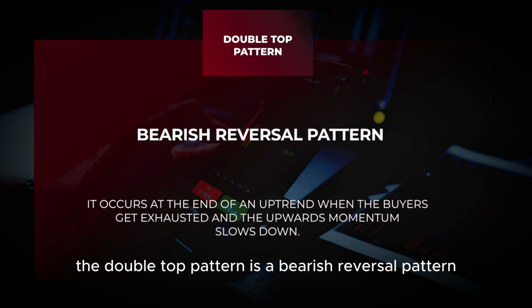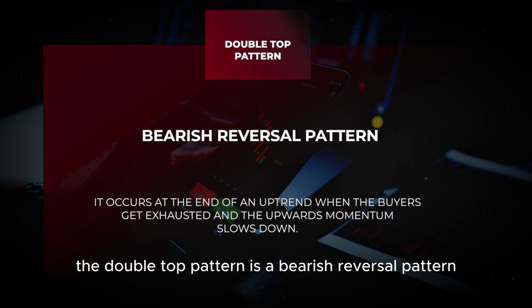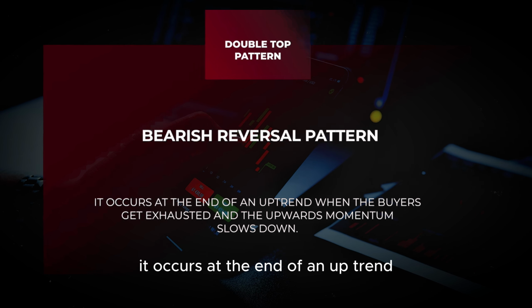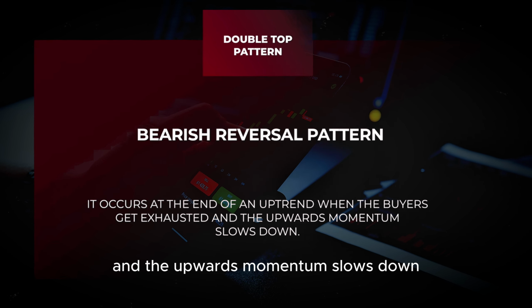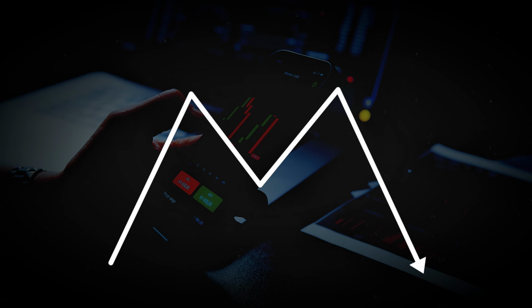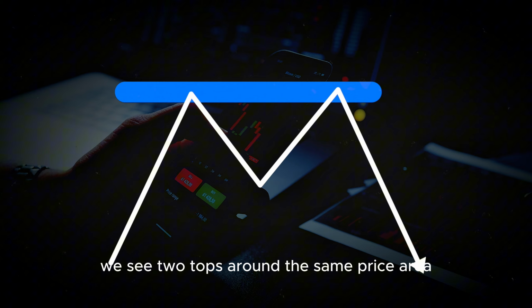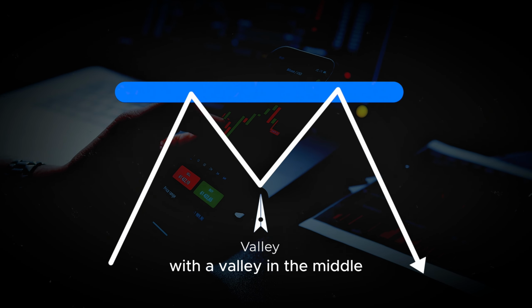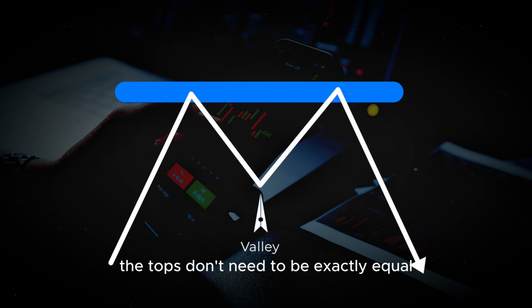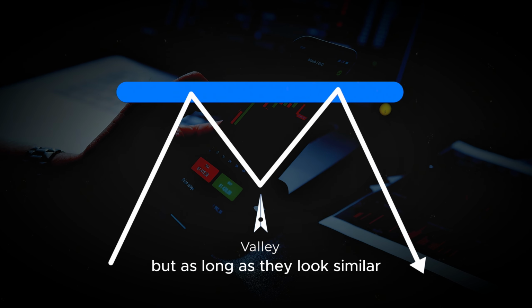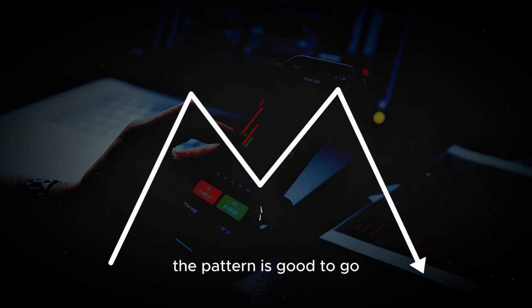The double top pattern is a bearish reversal pattern. It occurs at the end of an uptrend, when the buyers get exhausted and the upwards momentum slows down. We see two tops around the same price area, with a valley in the middle. According to textbook rules, the tops don't need to be exactly equal, but as long as they look similar, the pattern is good to go.